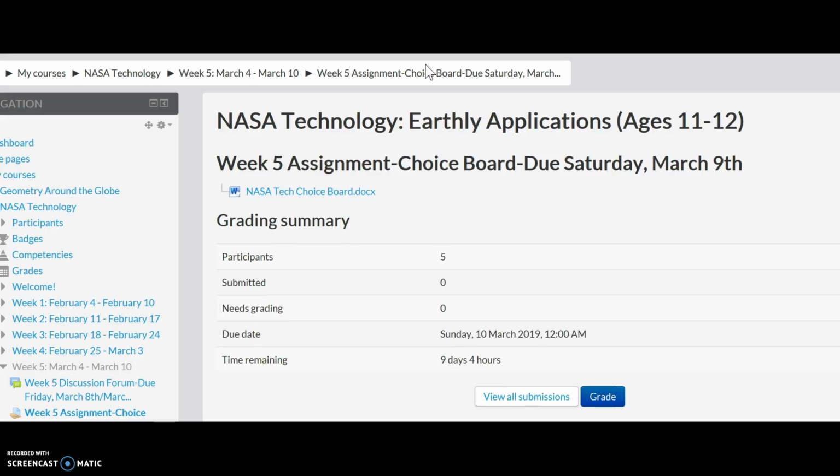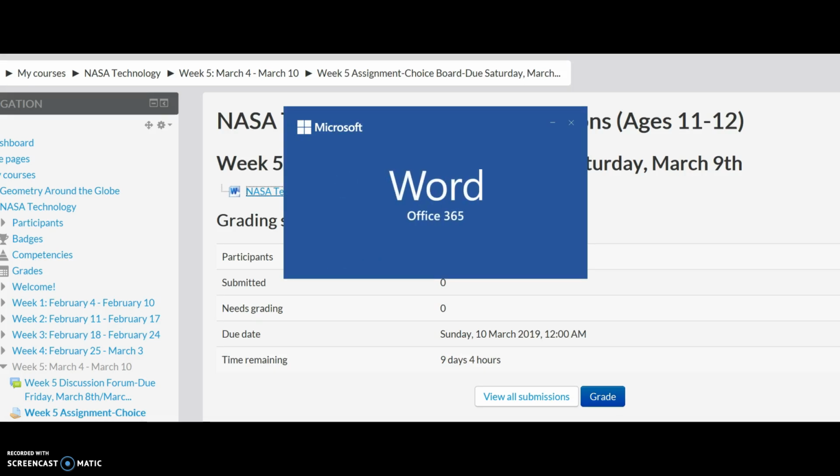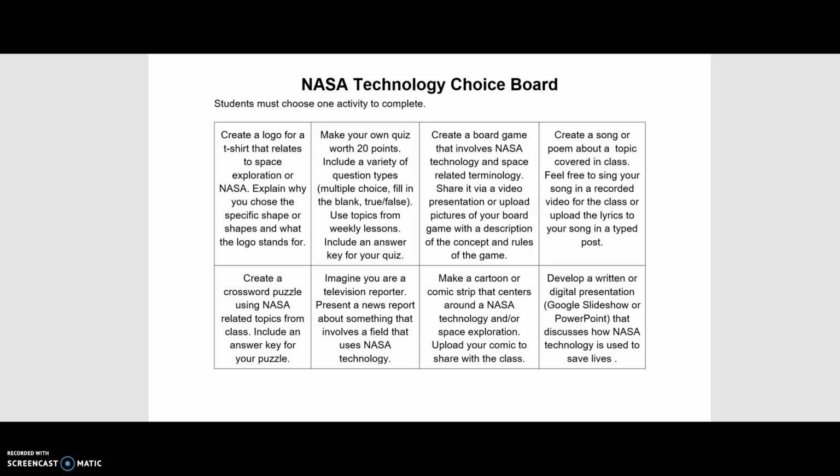This week's assignment is a choice board, so you get to choose, and you may see some things on here that look familiar because we may have done 1 or 2 for an exit card, but feel free to choose one that you want to complete. So you can create a logo for a t-shirt that relates to space exploration or NASA. Explain why you chose this specific shape or shapes for your logo and what the logo stands for.